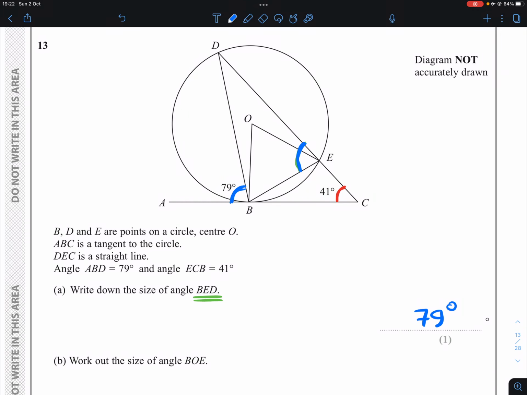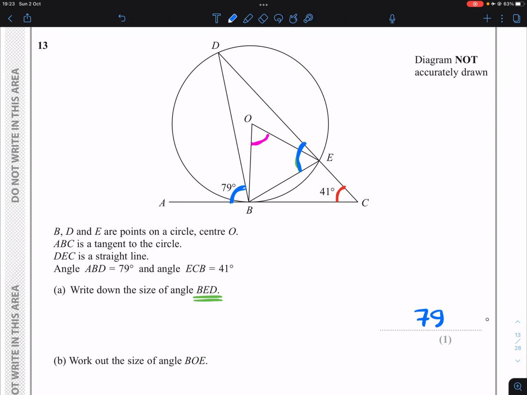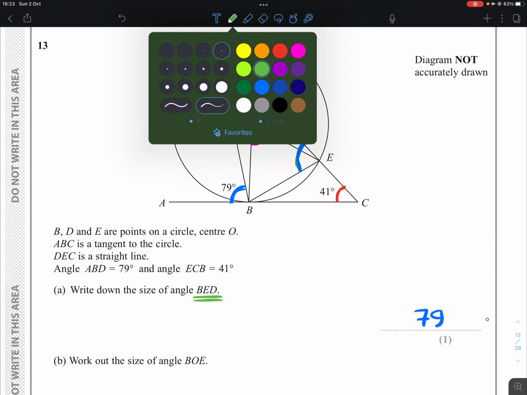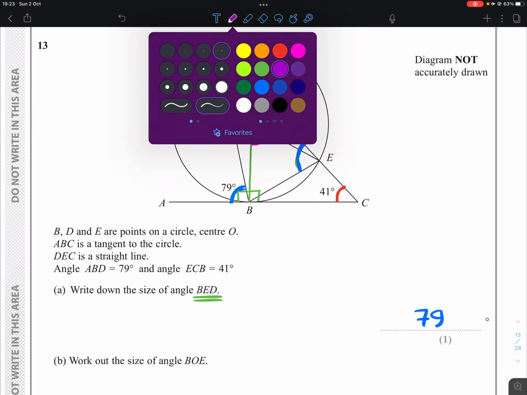Part B, work out the size of angle BOE. So BOE is this angle in here. So I'm looking for that. We know that the blue angles are 79. We know that the red angle is 41. Let's look for what other circle theorems could be involved here. So we have a radius that meets our tangent at point B. So we have right angles on the right. We have right angles on the left. This may or may not be relevant. I'm just pulling at the thread here.